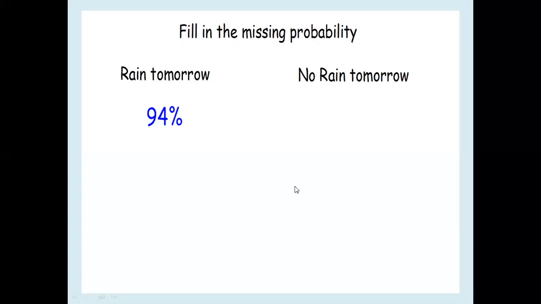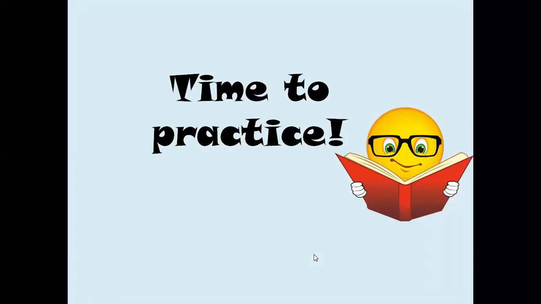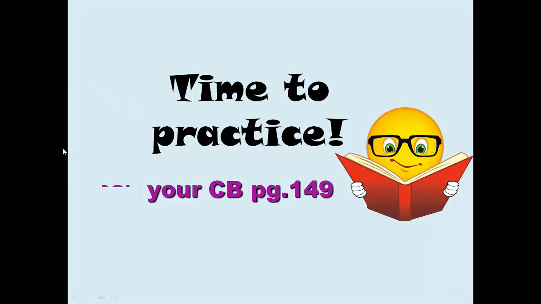Okay. Yalla, this one. It will rain tomorrow, 94%. So what do you think, Haneen, the percentage of no rain tomorrow? 6%. It's 100% minus 94%, 6%. Excellent. Let's go to the practice book because we just have like 15 minutes for the class. So let's start solving questions from the course book, page 149.